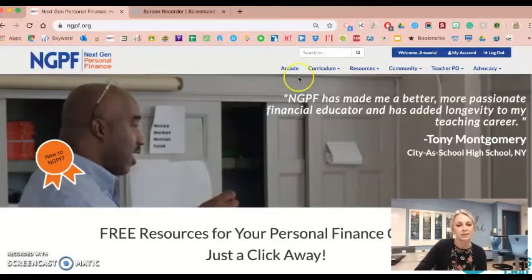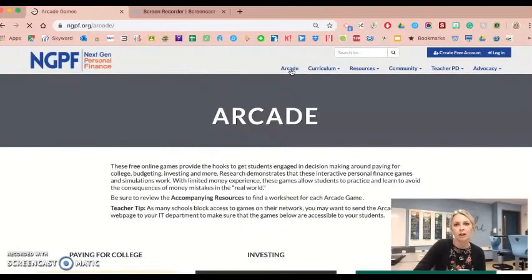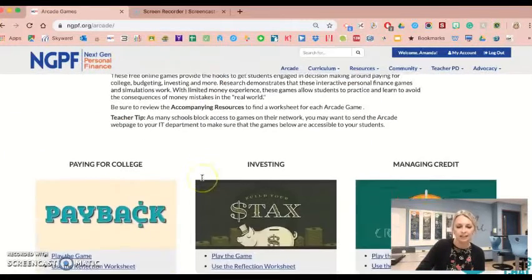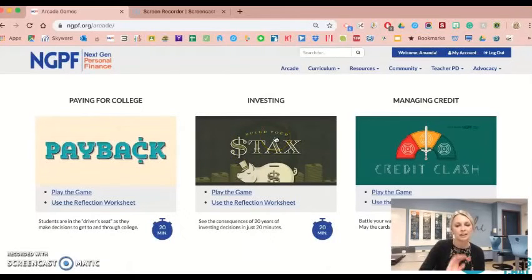So STAX is located in NGPF's arcade. In the arcade section is where all of their interactives and their games are located, and STAX is the one I'm going to give you some tips on today, which is a way for them to apply their investing knowledge. So when you're playing STAX, I think that you could do it a couple different ways.